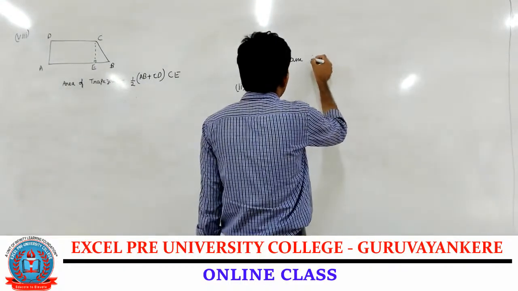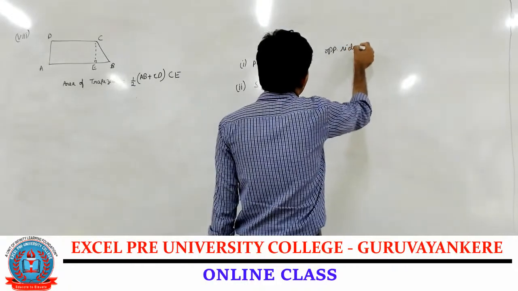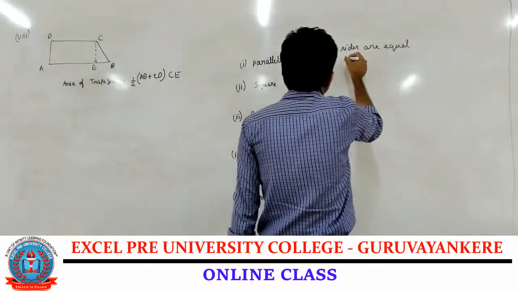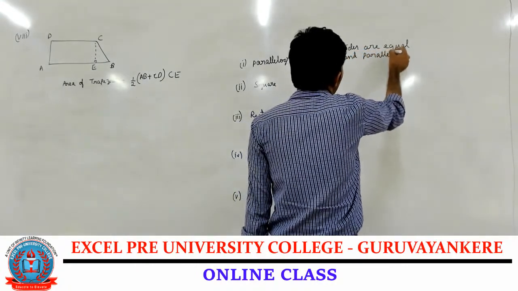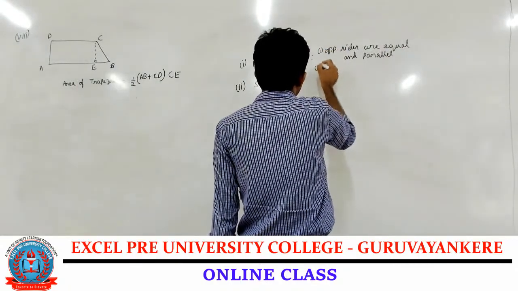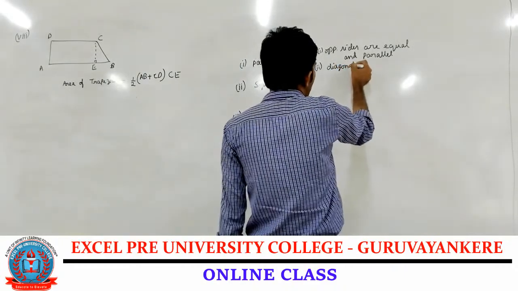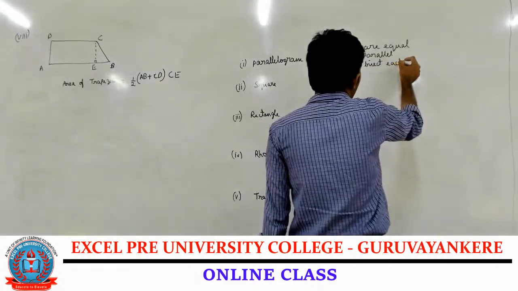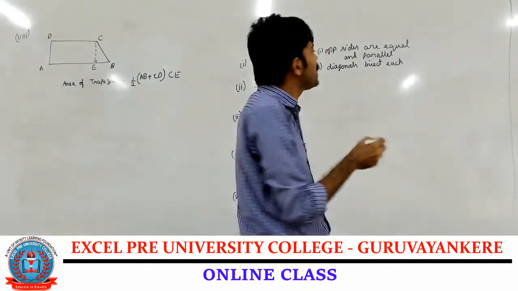In a parallelogram, opposite sides are equal and parallel. Diagonals bisect each other. That means the midpoints of the diagonals coincide: the midpoint of AC is equal to the midpoint of BD.